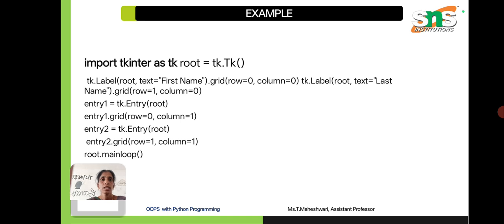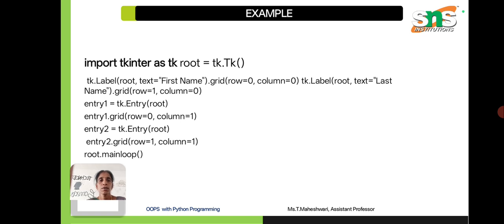entry1 = tk.Entry(root), and then entry1.grid(row=0, column=0). Why am I using two entries here? Because I have two labels, that's why I have two entries. This entry will assign a value to root.